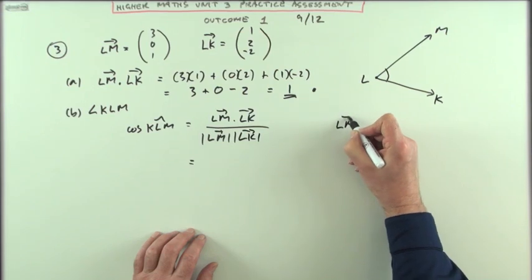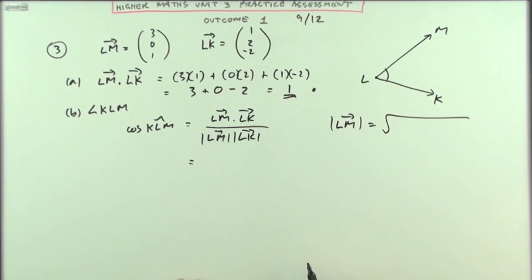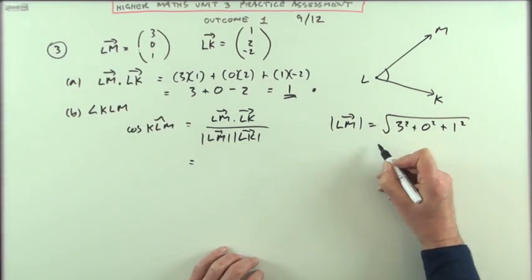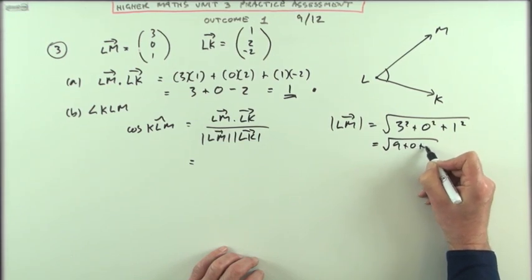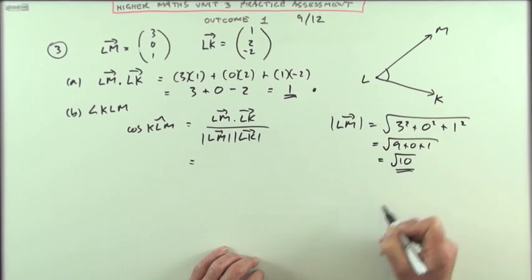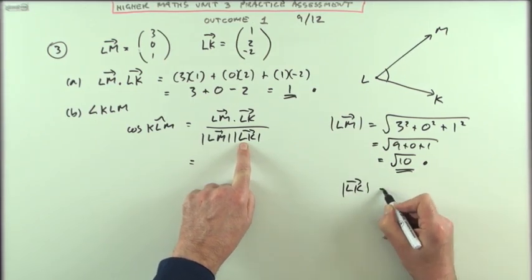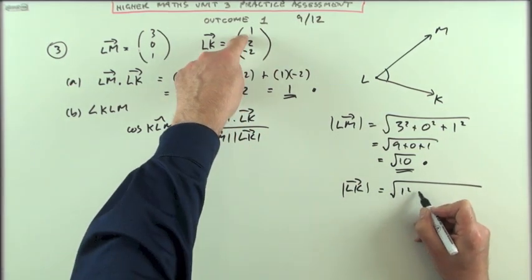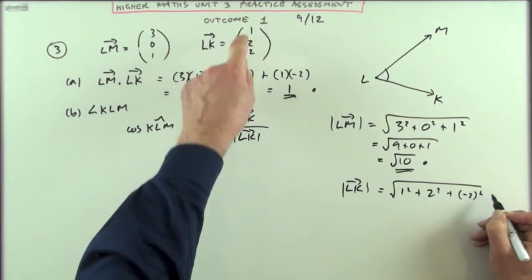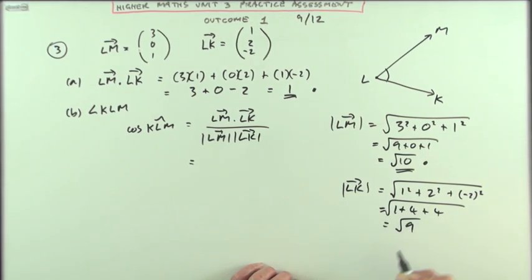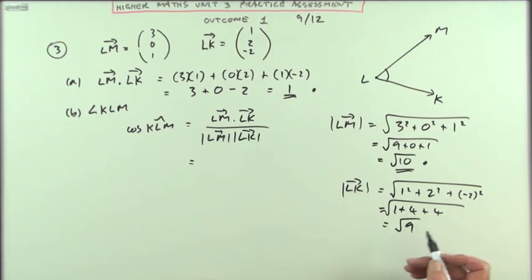What is the length of LM? Well, it's the square root of the components. It's the square root of 3 squared plus nothing squared, or 0 squared, plus 1 squared, the square root of 9 and 0 and 1, which is the square root of 10. That's the mark. What is the length of LK? Well, it's the square root of the components of 1 squared and 2 squared and -2 squared. So that's the square root of 1 and 4 and 4, which is root 9. Now, strictly speaking, it doesn't matter if that becomes 3 when you use it in your calculation. But since it's so obvious, I think I'll go to 3 in this case.